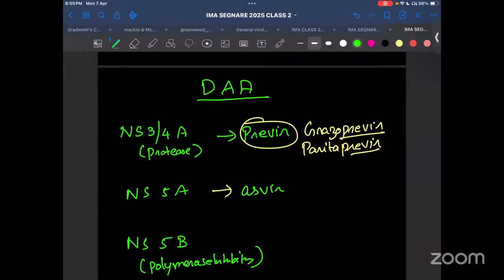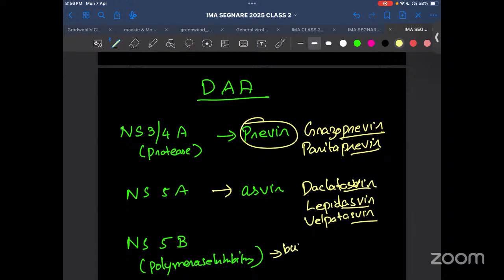It ends with asvir. For example, it is daclatasvir. Then ledipasvir. Then velpatasvir. See, asvir. Now NS5B, it ends with buvir. Example, dasabuvir. Then sofosbuvir. So these are the directly acting antiviral agents that can be used for the treatment of hepatitis C virus.